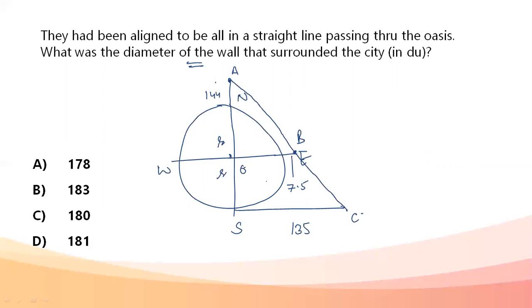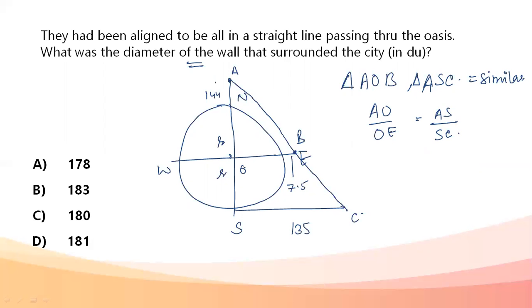Very simple. Now, triangle AOB and triangle ASC are similar triangles. These two are my similar triangles. I can prove similarity: AO upon OE equals AS upon SC. This is a property of similar triangles: if two triangles are similar, their sides are in ratio. Let's take the radius as r. So AO upon OE becomes 144 plus r divided by OE, which is r plus 7.5, equals AS.